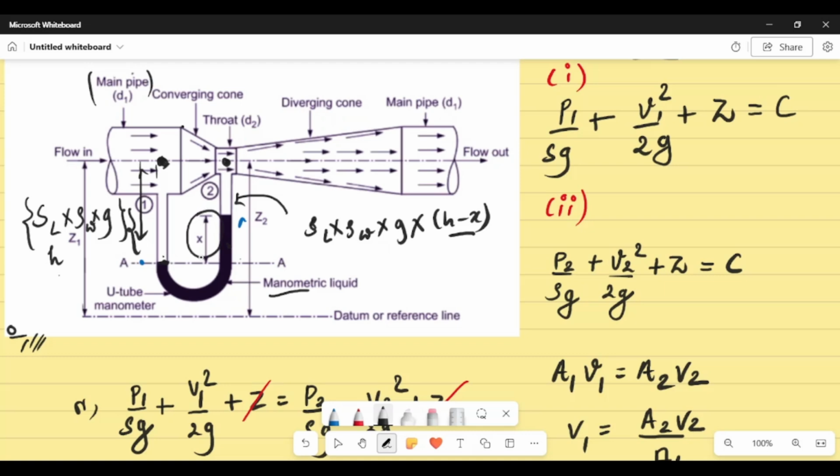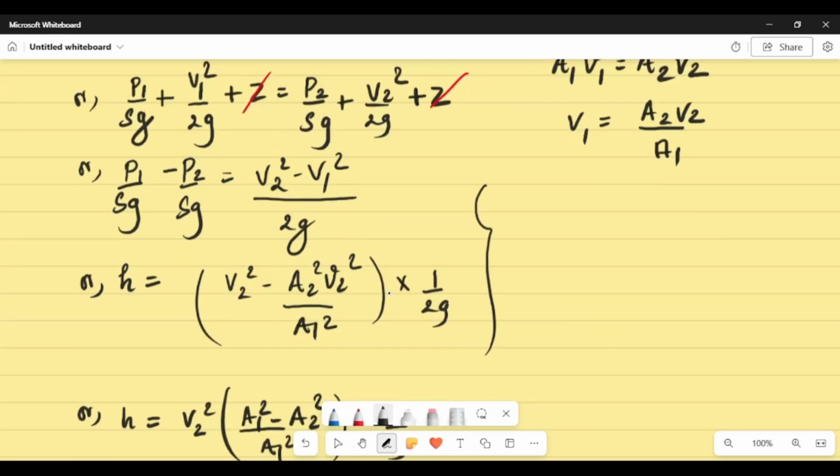And for this section X, where we have the manometric fluid, we write the specific gravity of the manometric fluid to be S naught. So the manometric term is S naught times X times Z times rho of water. Now if you solve this equation to find the value of H, you'd get H to be X times (1 minus S naught by SL). This is what you get if you calculate the value of H. So this is the general expression.